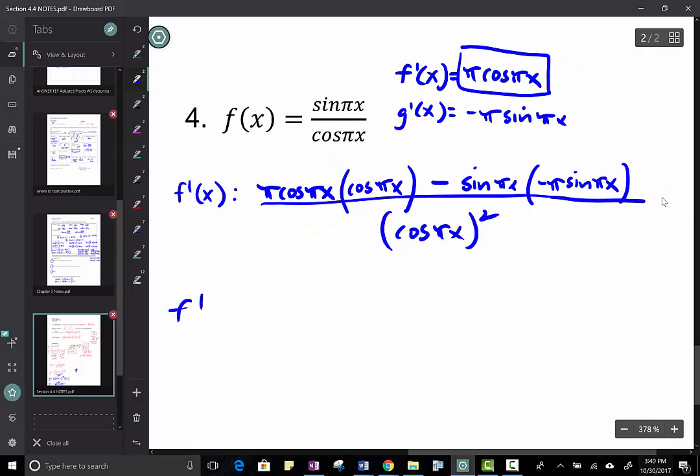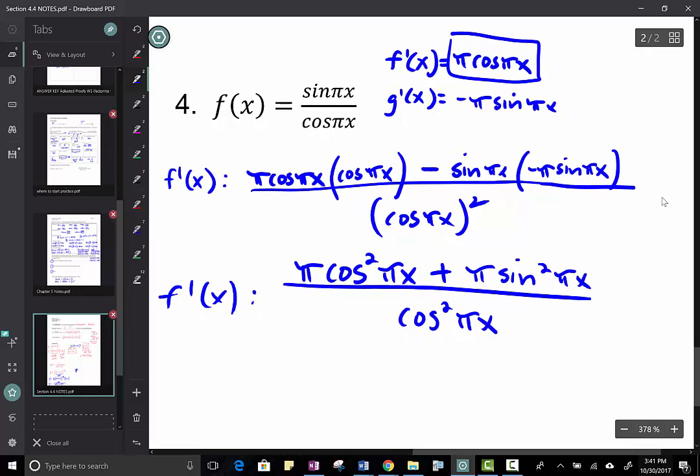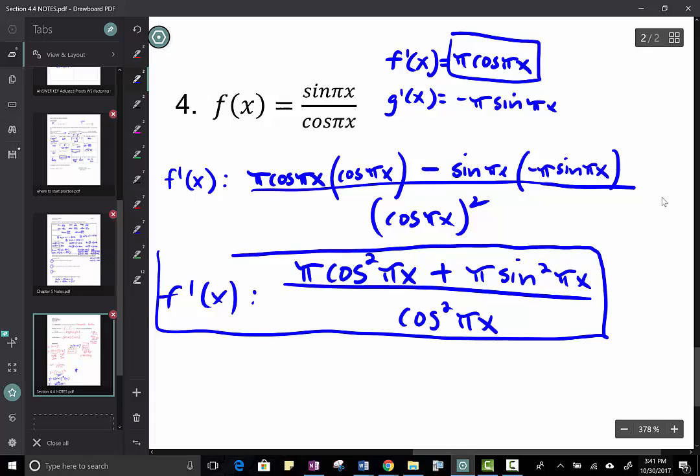Now we just need to simplify and we're done. So pi cosine pi x times cosine pi x would be pi cosine squared pi x minus, and actually these two negatives are going to turn into a plus, so plus pi sine squared pi x all over cosine squared pi x. And if I'm looking, I could factor out a pi, but nothing would cancel out, so it's not necessarily worth it. So you can just leave your answer like this.